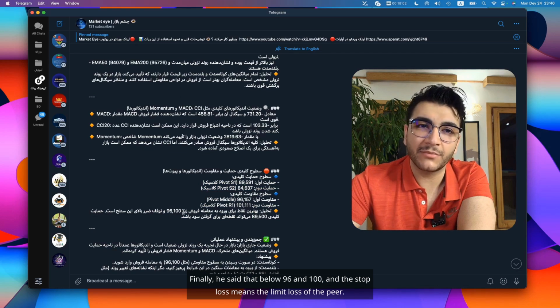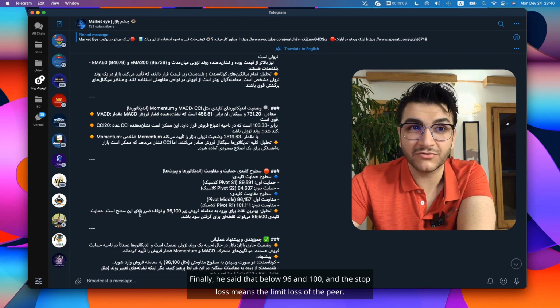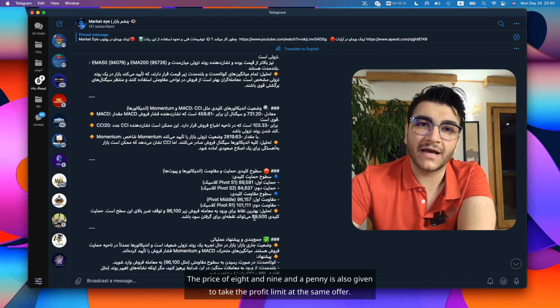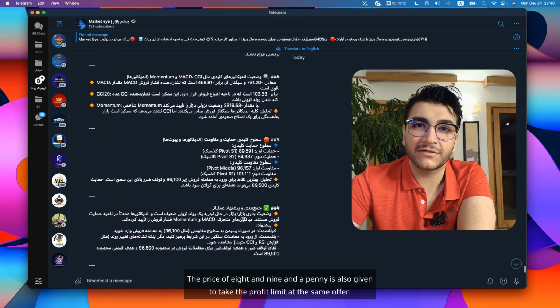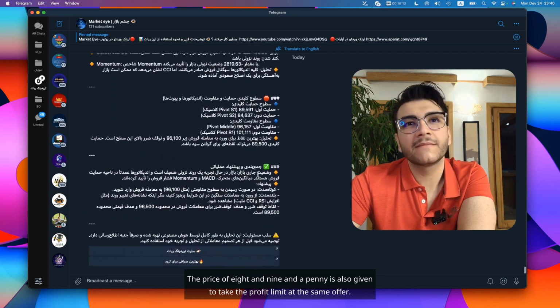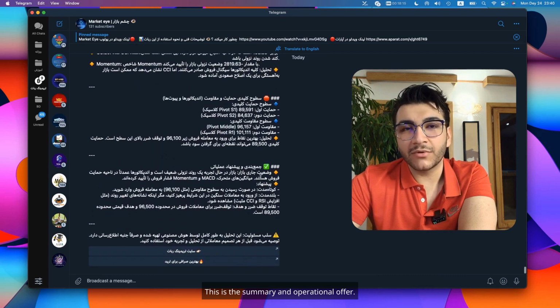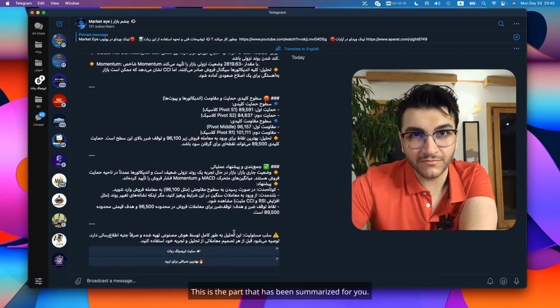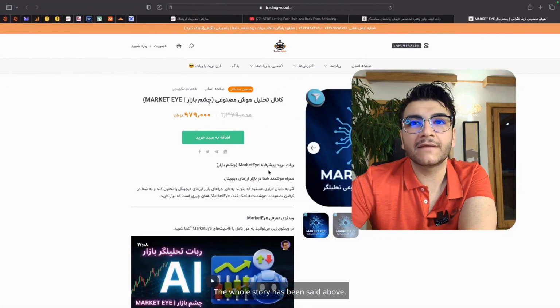Finally, it said that below 96 and 100 is the stop loss, meaning the limit loss of the pair. The price of 8 and 9 and a penny is also given to take the profit limit at the same offer. This is the summary and operational offer. This is the part that has been summarized for you. The whole story has been said above.